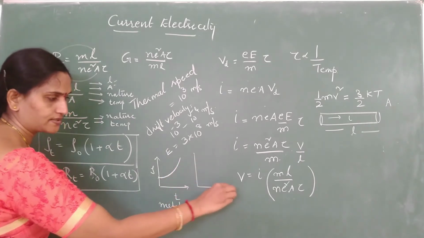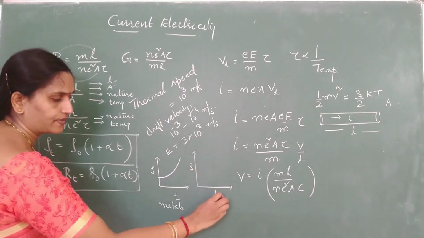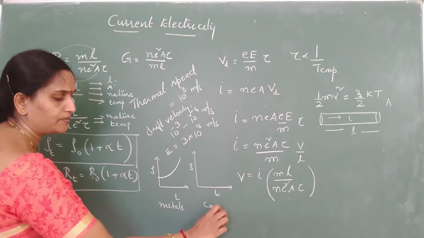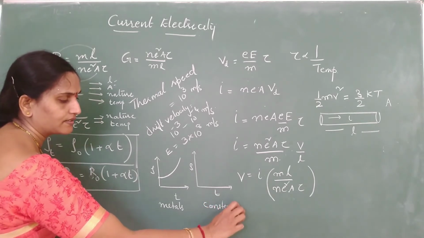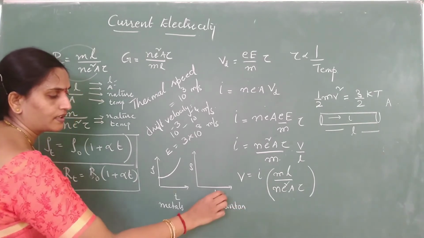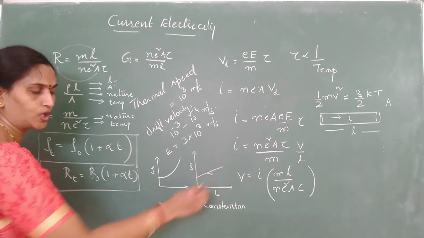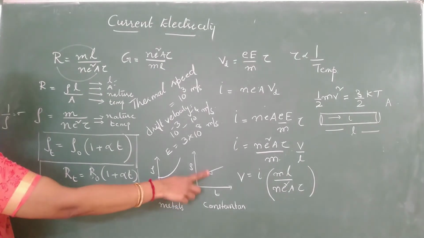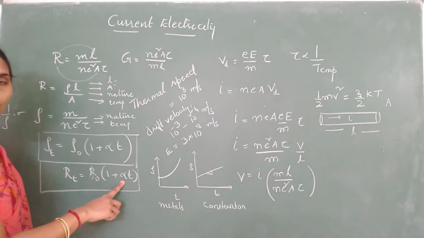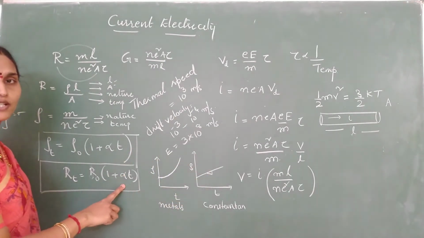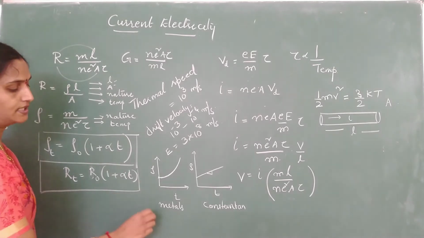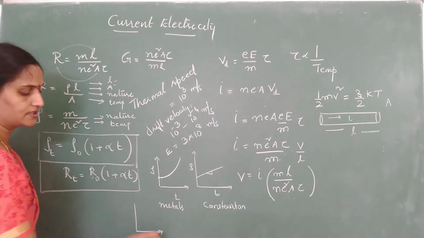Then for alloys, constantan and manganin, resistivity varies linearly with temperature with a very small slope. Since the slope is very small, it has a very low temperature coefficient, so they are used for manufacturing standard resistances.